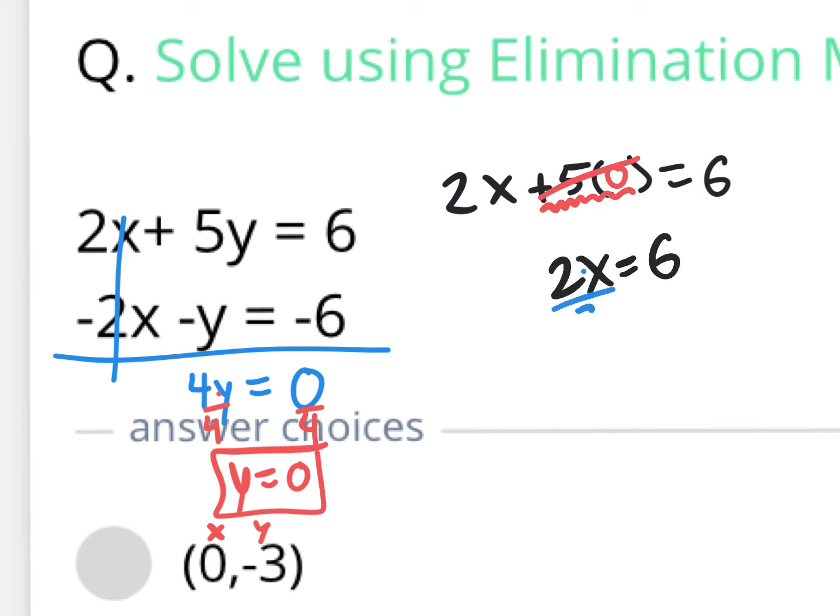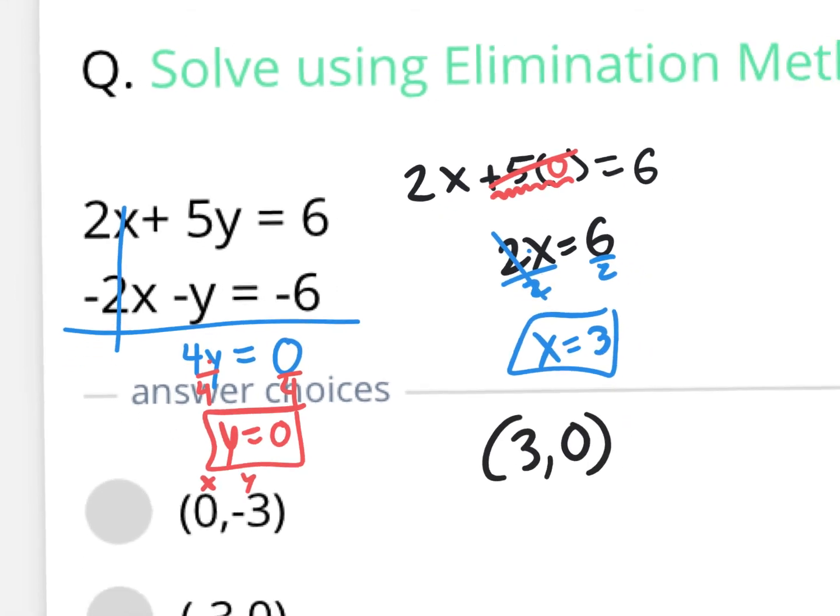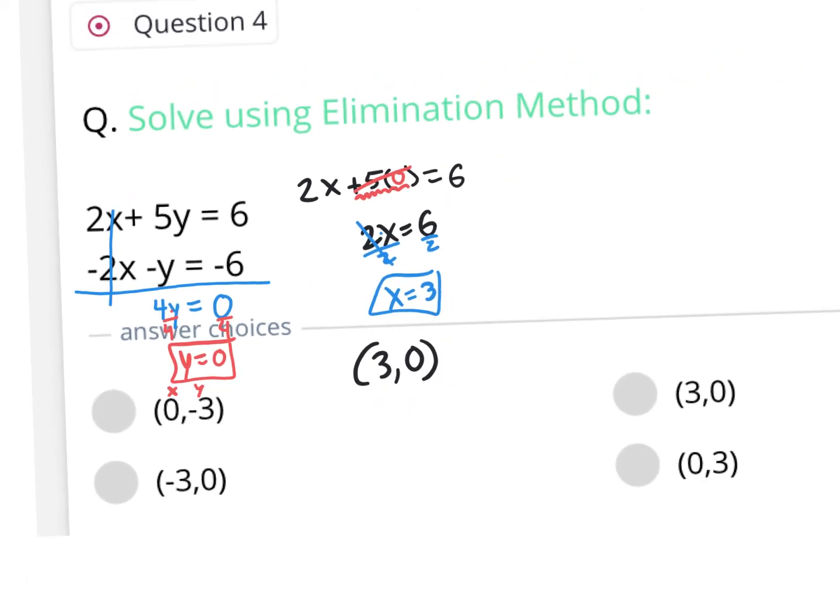And you could get rid of that multiplication of 2 by dividing both sides by 2, giving you your final answer, x equals 3. So you know your x, you know your y. The coordinate will be 3, 0. So which option has 3, 0? This bad boy right here. All right, let's move on to question number 5.